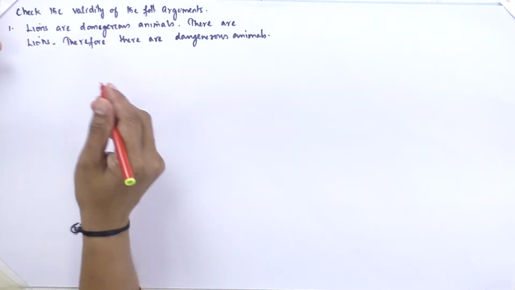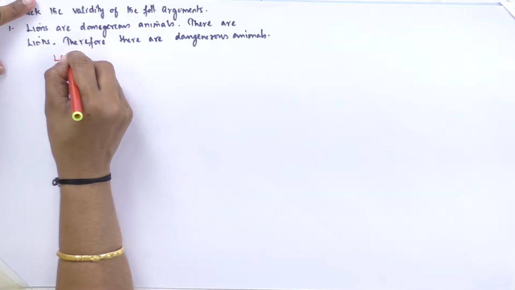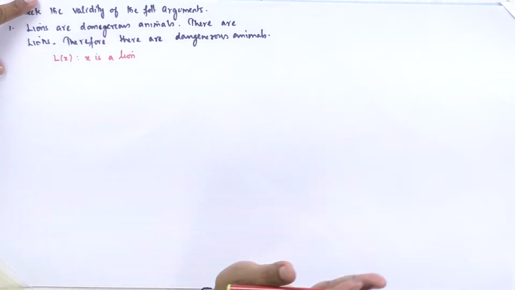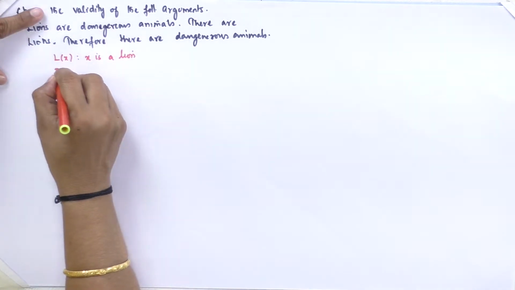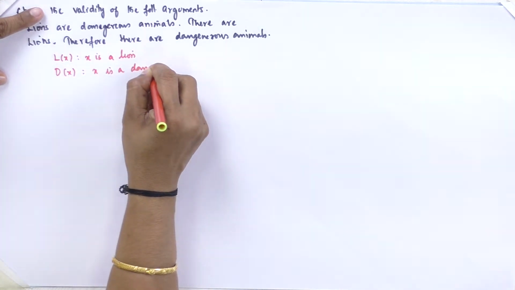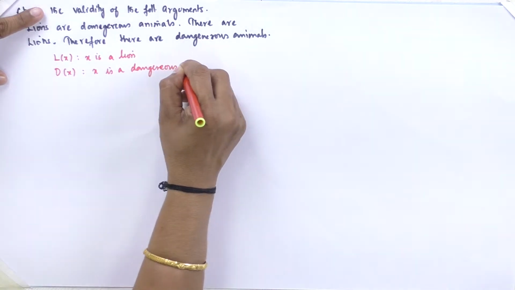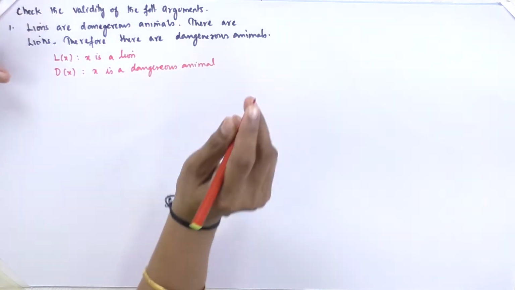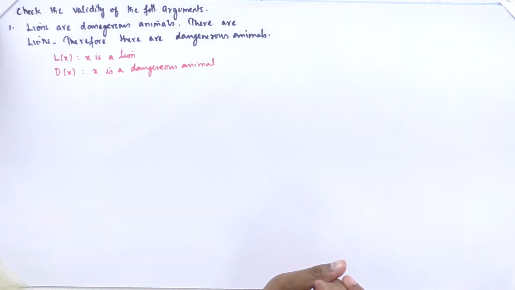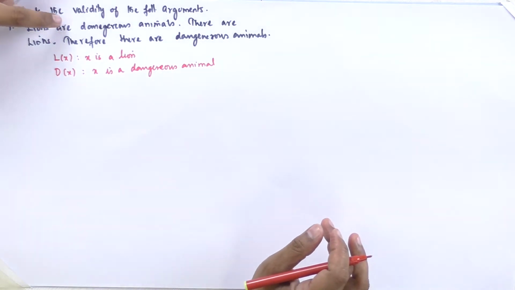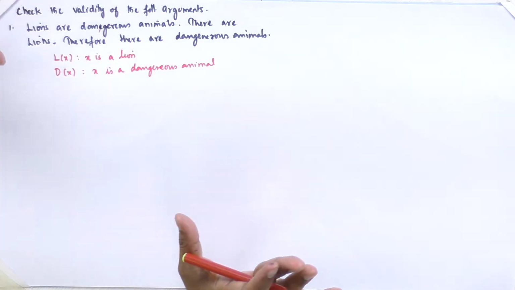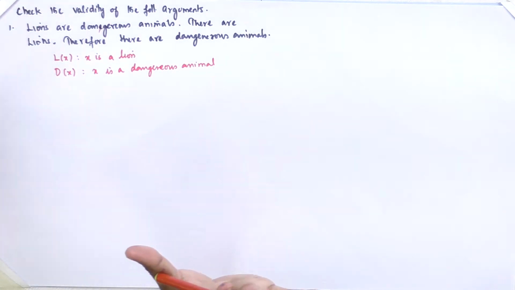We have lions, right? So, L of X: X is a lion. Then definitely it is a dangerous animal. So, D of X: X is a dangerous animal. These are the two keywords we have identified in the statement. Now, with that we have to frame the premises. Lions are dangerous animals. What is meant by that? If it is a lion, definitely it is a dangerous animal.